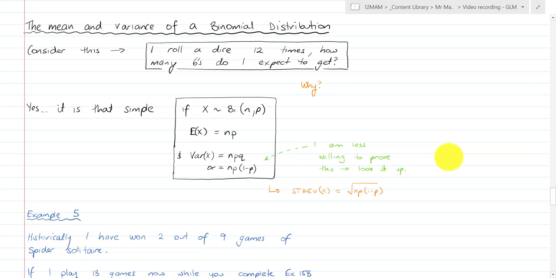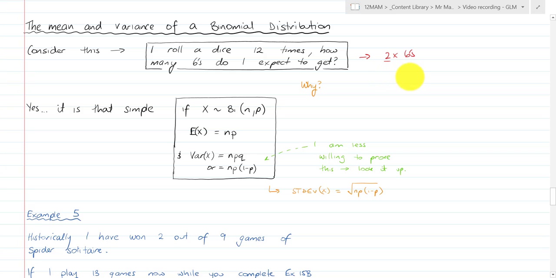How many sixes do I expect to get? Now, if you just do that in your head, you might be thinking, well, if I roll a dice 12 times, I'm probably going to get one of everything every 6 rolls. So every 12 rolls, I should get 2 sixes. That makes sense. 2 sixes, 2 fives, 2 fours, 2 threes, 2 ones, and 2 twos. That gives me 12 different rolls.